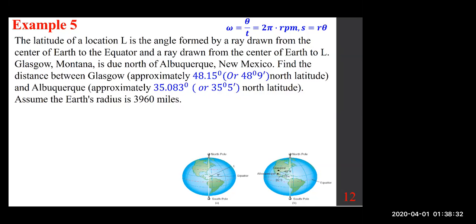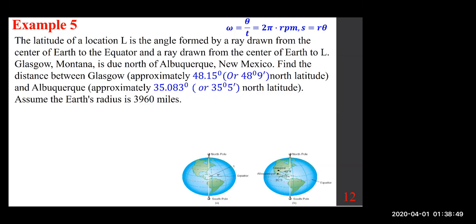Assume the Earth's radius is 3,960 miles. Sometimes to make the approximation easier, they use 4,000 miles, okay, as far as the radius of the Earth is concerned. So I hope you see the concept, okay?